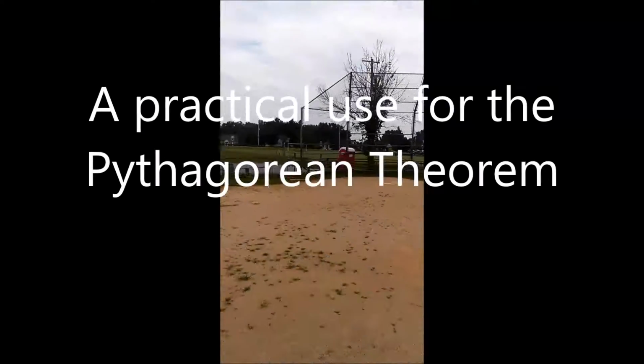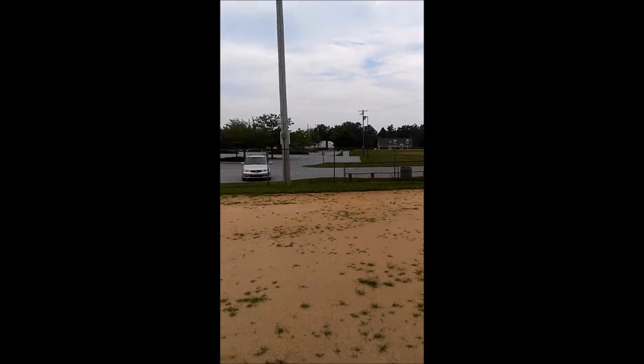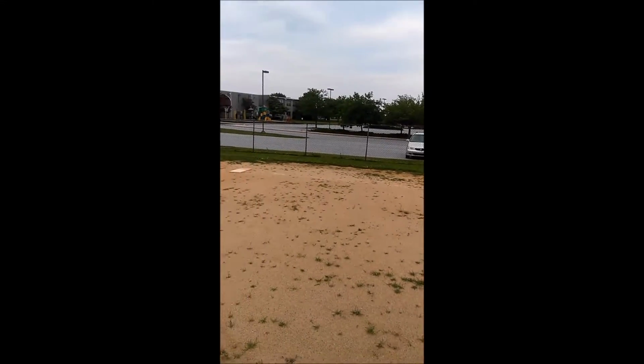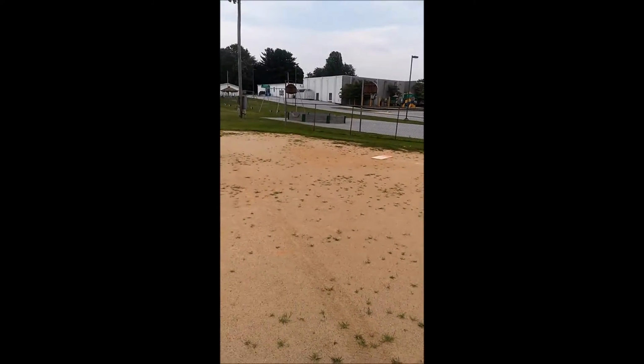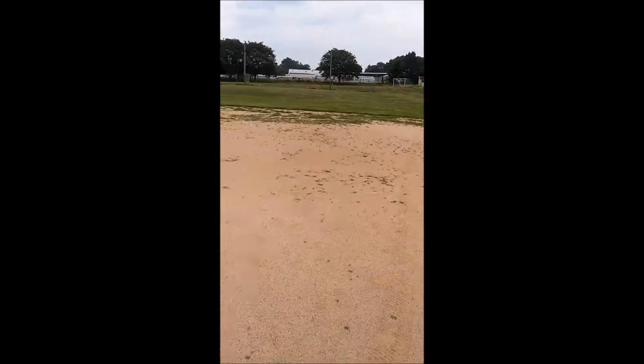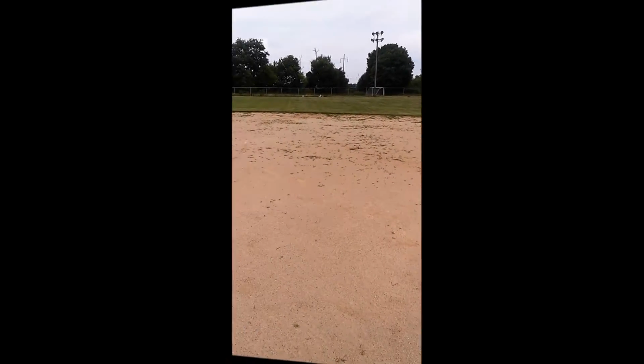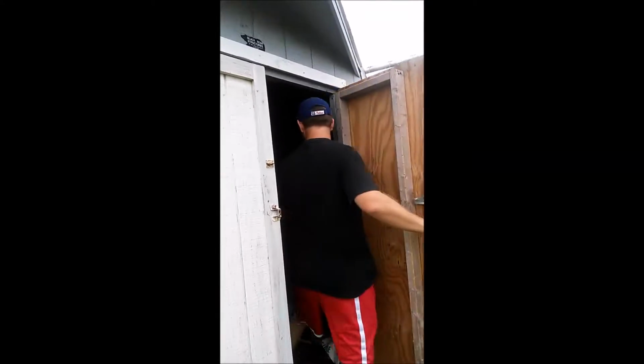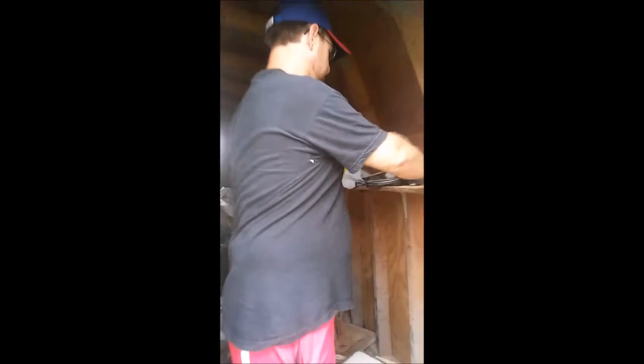So here we are today at a baseball field, and our goal is to figure out where we want to put second base. We're going to use Pythagorean theorem to help us figure that out. You can see second base is missing, and we need a right angle at first base. We don't have fancy tools, so what are we going to use?